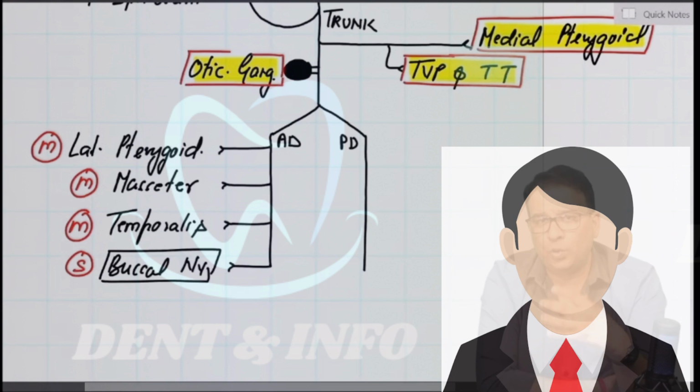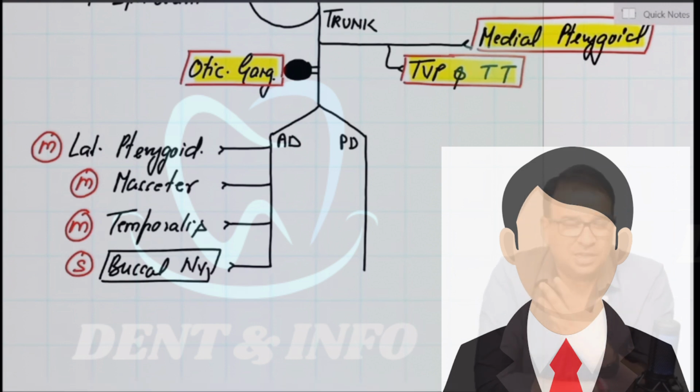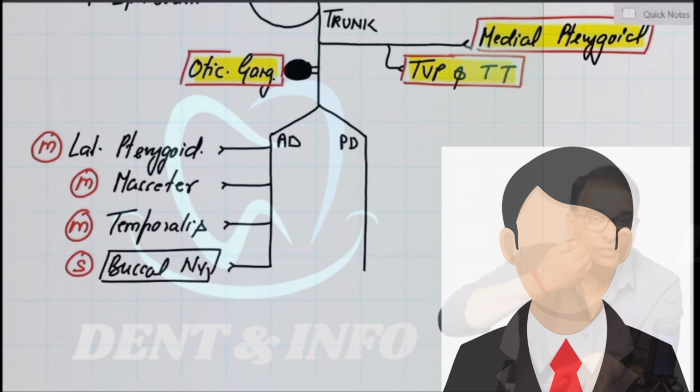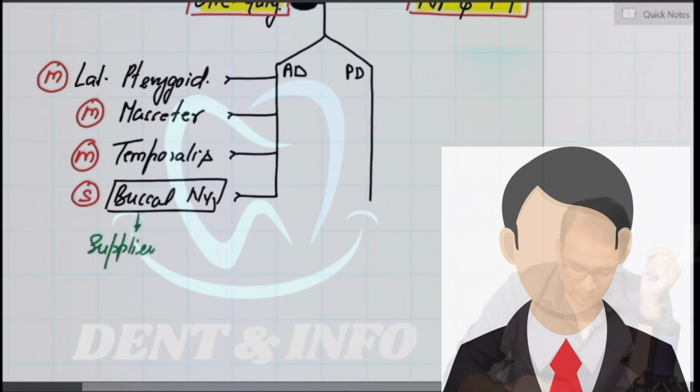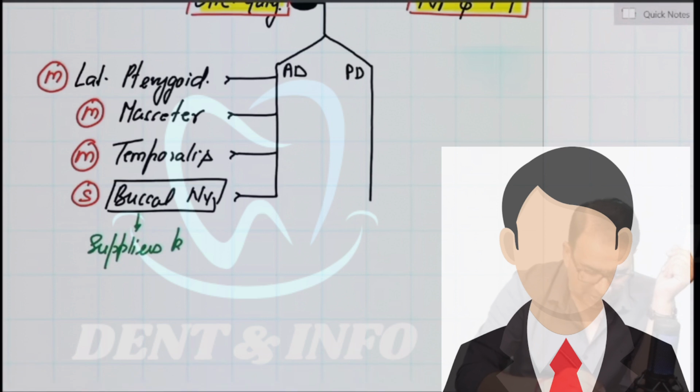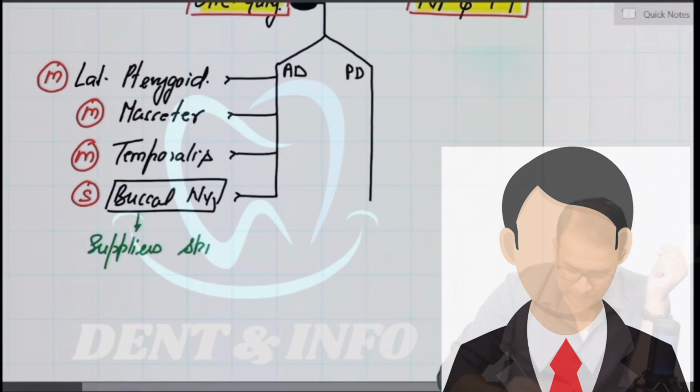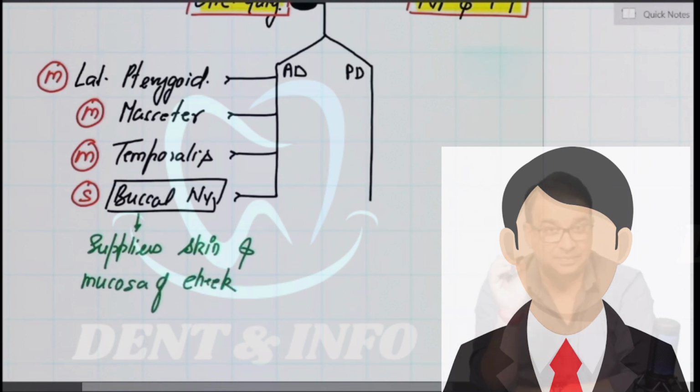So what will this buccal nerve do? It's a sensory nerve, so it will supply the skin of the cheek area, and it will also supply the mucosa of the cheek area. Now see, I'll tell you what the catch is and what question is asked from this. Buccal nerve supplies skin and mucosa of the cheek.